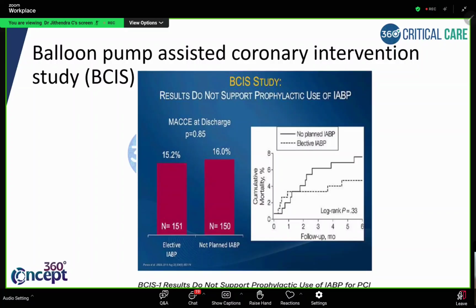So you need not start IABP on a high risk primary coronary intervention, assuming it will help. But they saw that in this particular study, there was no evidence at all. So starting a patient on IABP and then doing PCI, or just going ahead with PCI, did not make a difference. That means this study said there is no need for prophylactic IABP in any patients with high risk PCI.